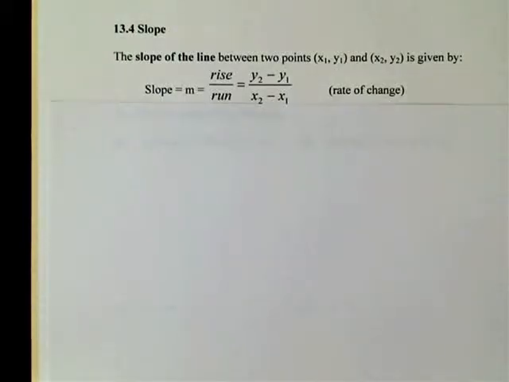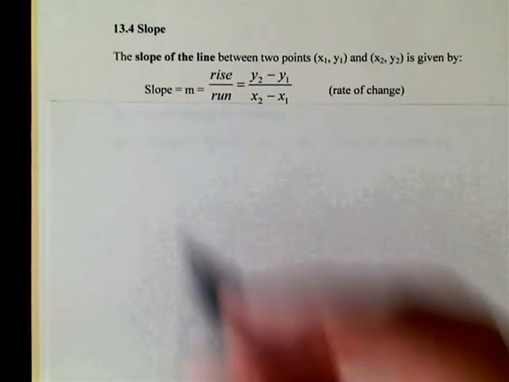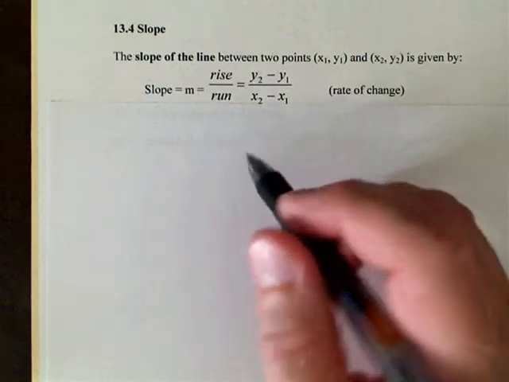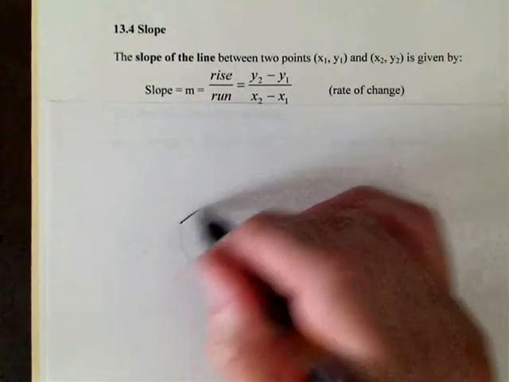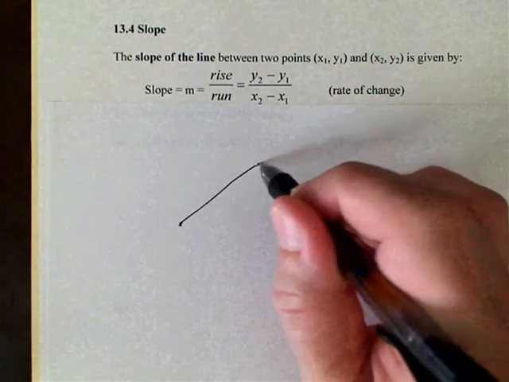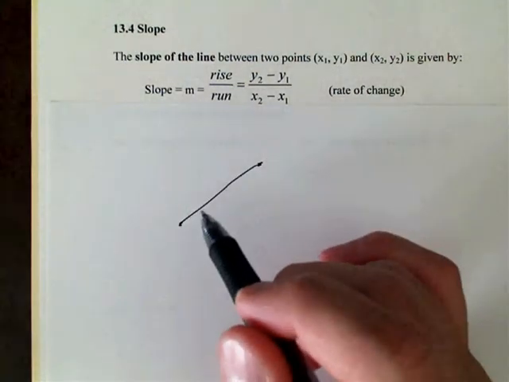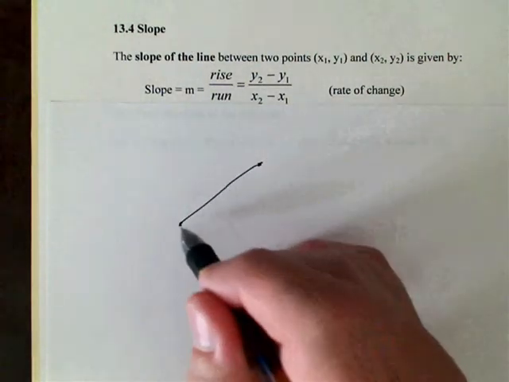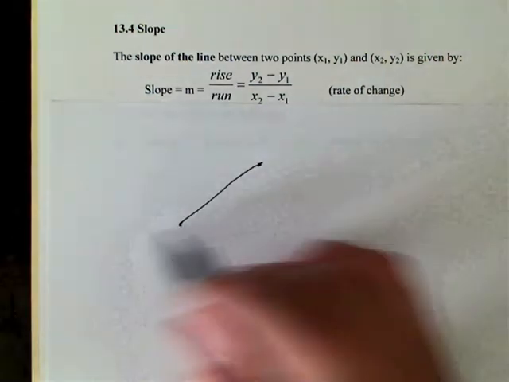Slope. Let's talk about slope. Slope refers to the steepness of a line, and also to the direction. So, let's consider this line right here. Now, all slope is, it's a ratio of movement. You're only allowed to go up and down and left and right.